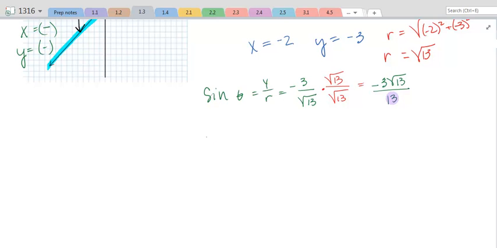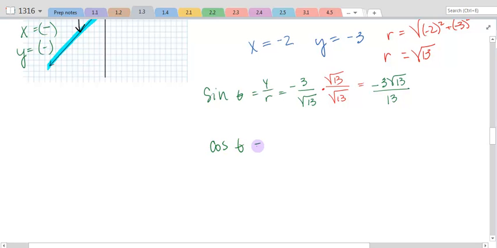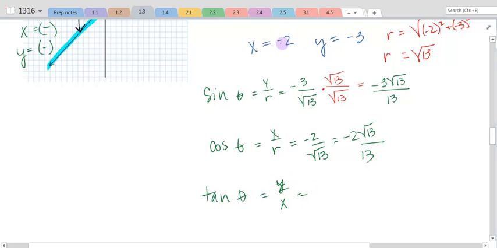So let's practice that again. The cosine of theta would be x over r, which would be negative 2 over the square root of 13. If I multiply top and bottom again by the square root of 13, I get negative 2 square roots of 13 over 13. Tangent of theta is going to be much easier because it's just y over x, which would be negative 3 over negative 2, which is 3/2. It is not coincidental that the tangent of theta is the slope of our line.